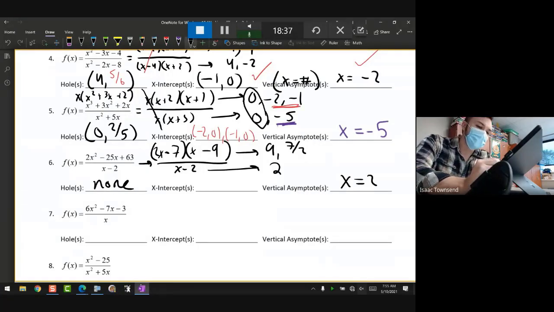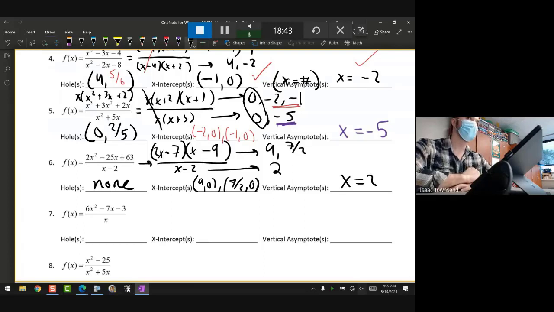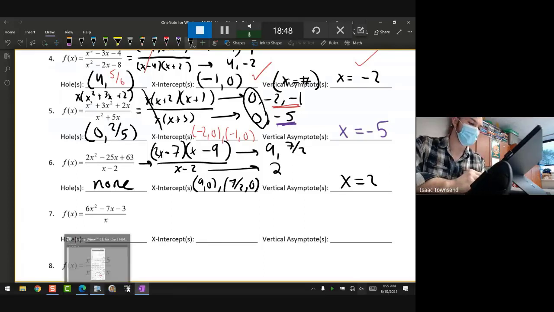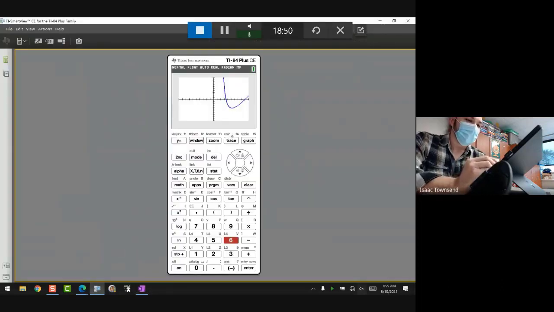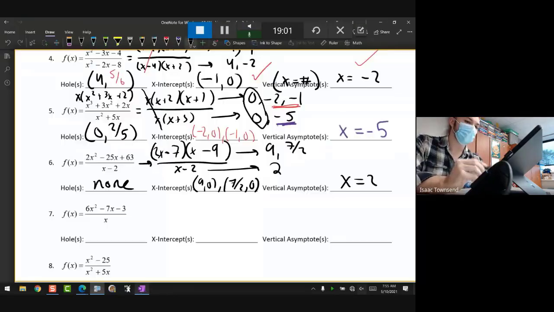And then x-intercepts are numbers that make only the numerator 0. So that was both of those values. And so it better touch the x-axis at these 2 places and nowhere else. So trace 9 enter confirms that 9, 0 is a point. Trace 7/2 confirms that 7/2, 0 is a point. So I can see both of these on the graph fairly easily. Holes, not so much, especially when it's not there. It's not going to be able to show that to you.